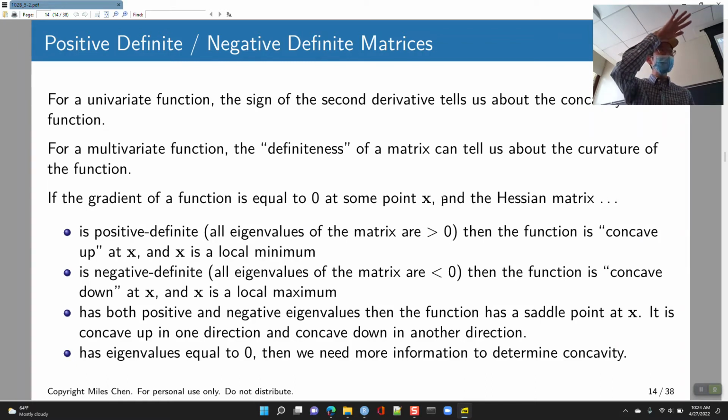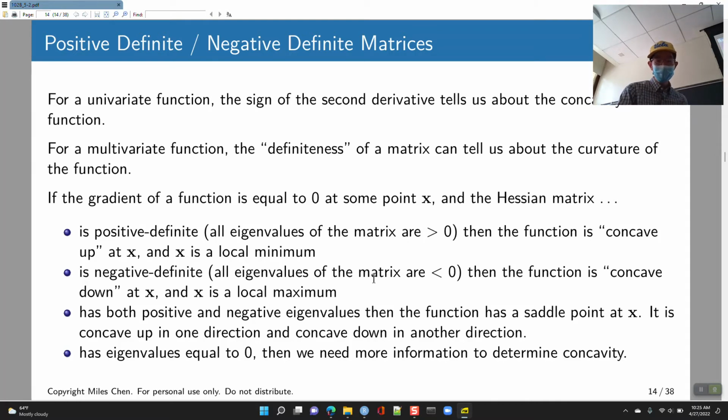Basically, in every direction, it's flat, okay? Then you look at the Hessian matrix, basically your matrix of second derivatives. If it's positive definite, which is kind of the idea of a positive matrix, that is, all of the eigenvalues of the matrix are positive, then the function is, quote, concave up at x, and x would be a local minimum.